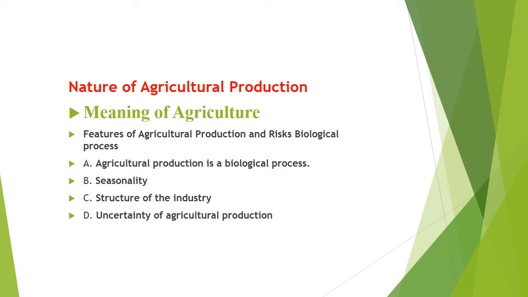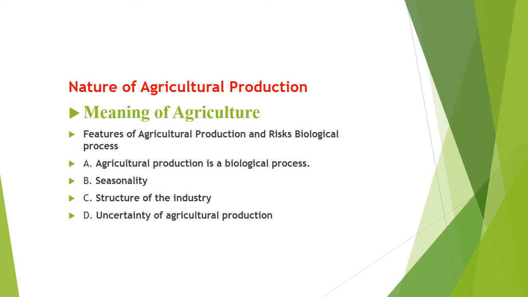Crops and livestock are living things. As such, they are subject to both biotic and abiotic factors, which have made their production subject to risk. Then, looking at this, we are also going to consider the features of agricultural production and risk. Biological process. Growing of crops and rearing of animals are biological processes. Crops germinate, grow, and produce by natural process. Taking for example, chicken, sheep, goats, cattle, and other livestock grow and produce by natural process.